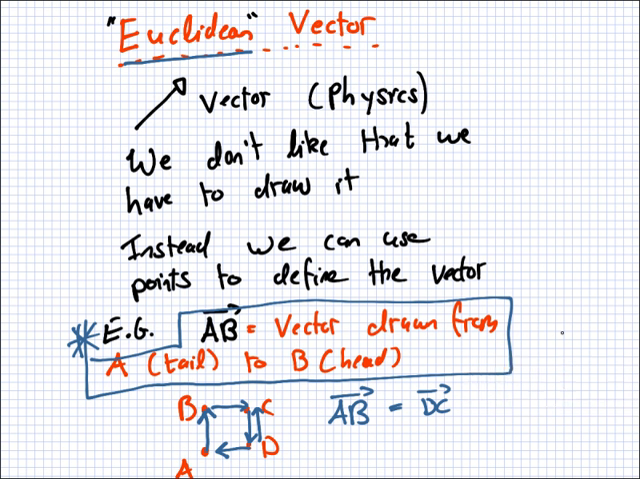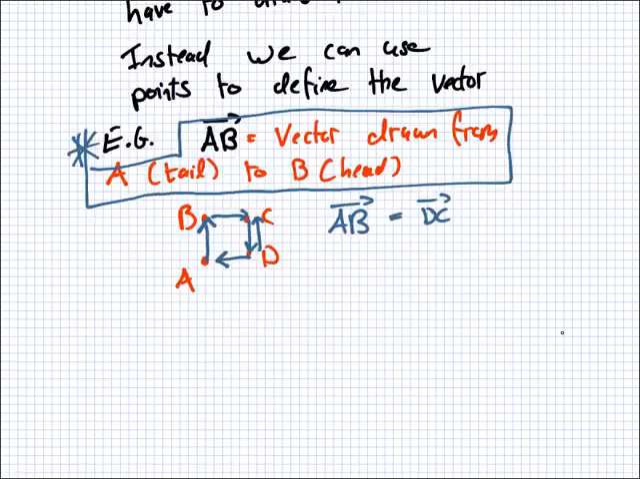You got that? Yeah. So let's have a look at an example. I'll actually do question one here as an example. So draw a rectangle of base 2 and height 1. Label each vertex A, B, C, D, starting in the lower left.